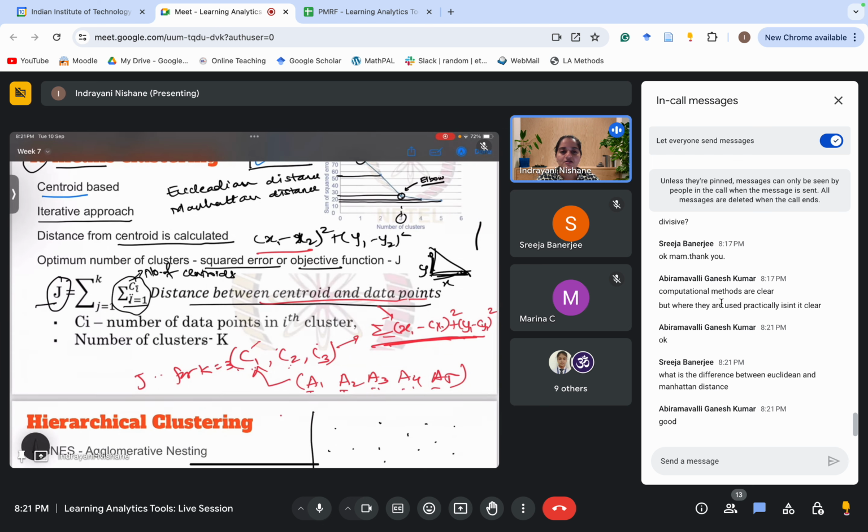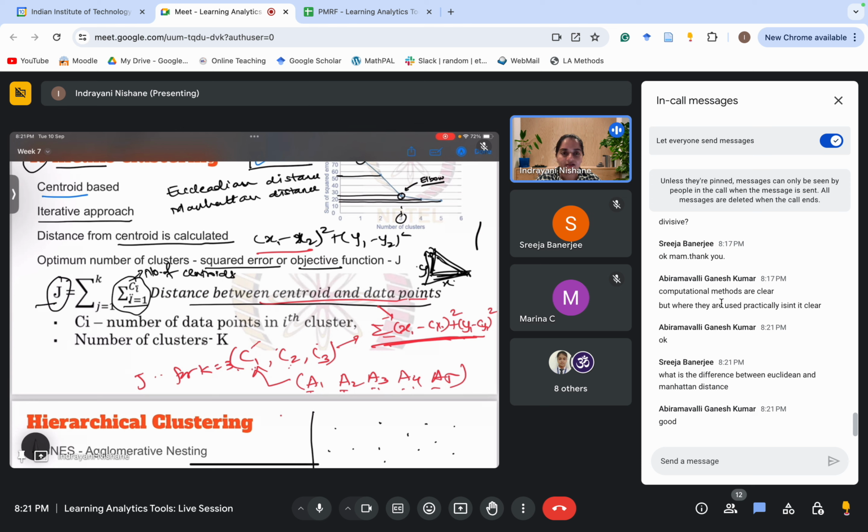So Euclidean distance is what we have been calculating from our school days, the difference between x coordinates and y coordinates. And when you don't have x and y coordinates, you just have point A and point B. So you go like this and like this. So x square plus y square is the Manhattan distance. So you will be given the formula, you don't have to remember the formula.